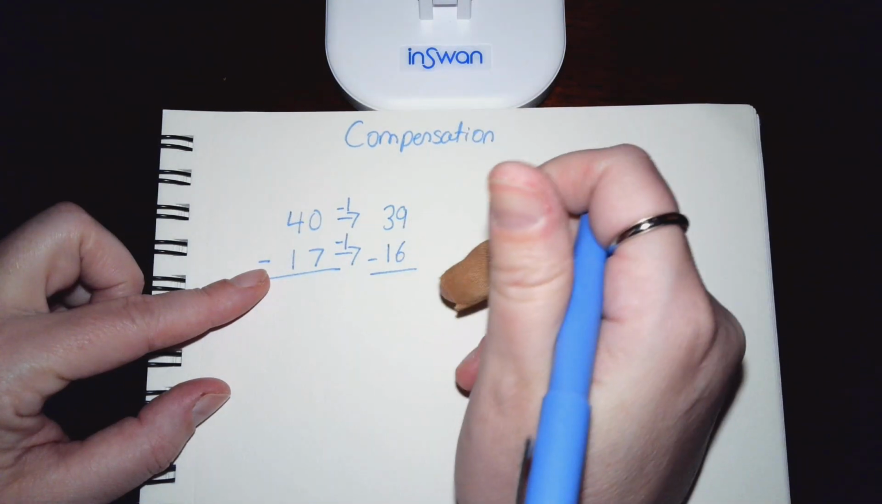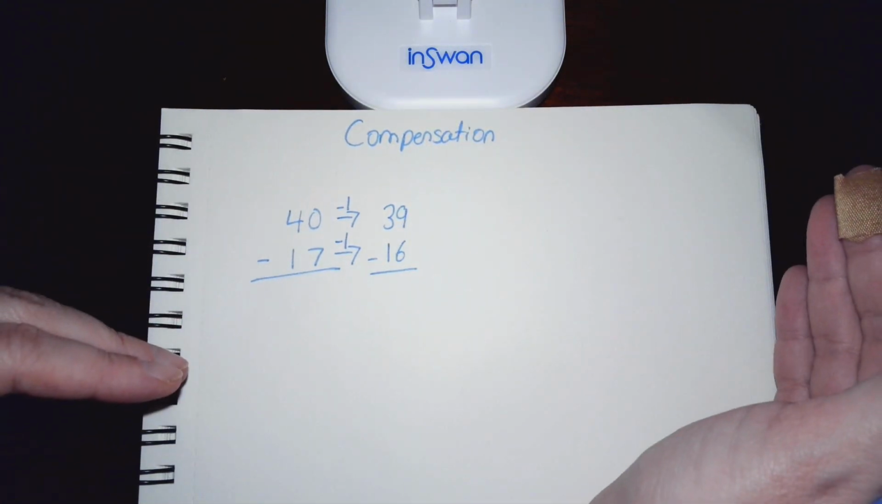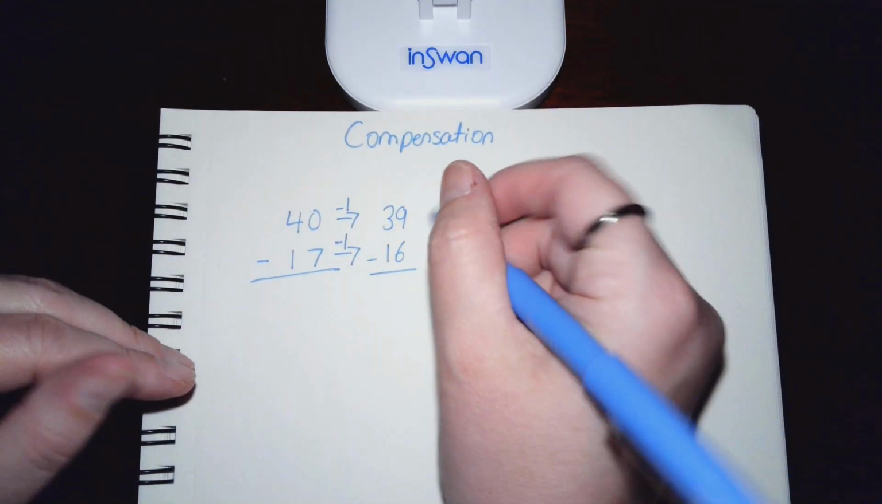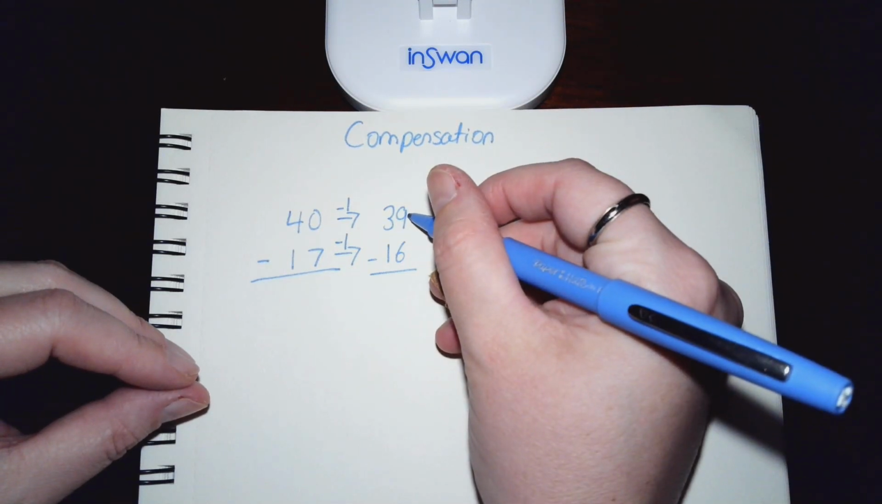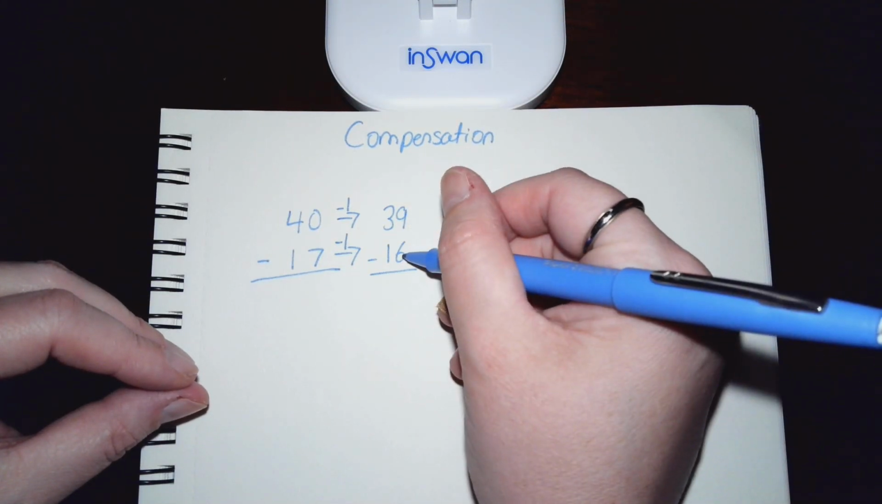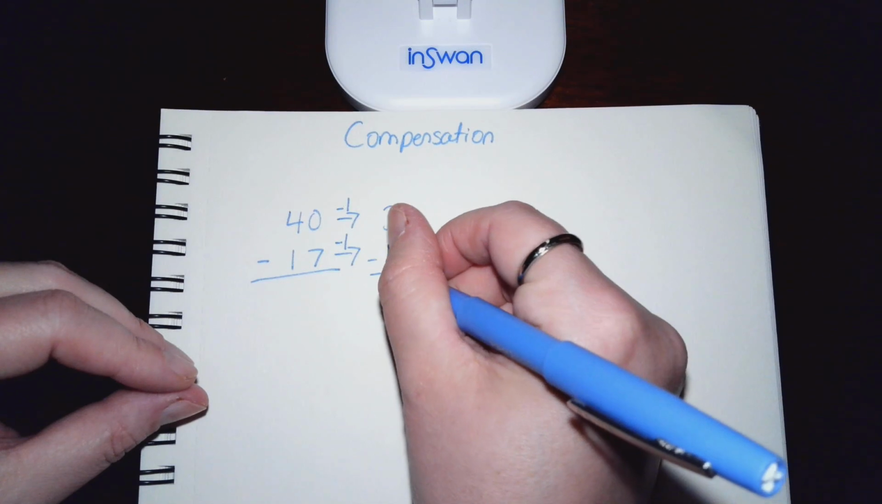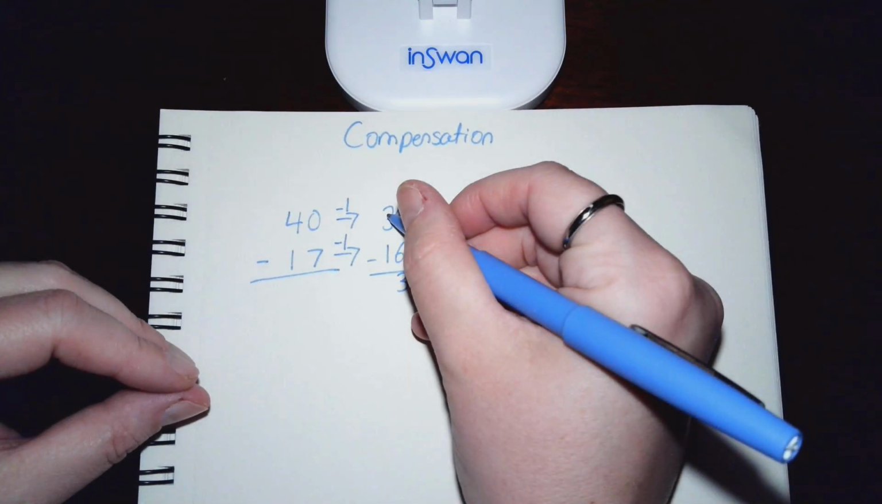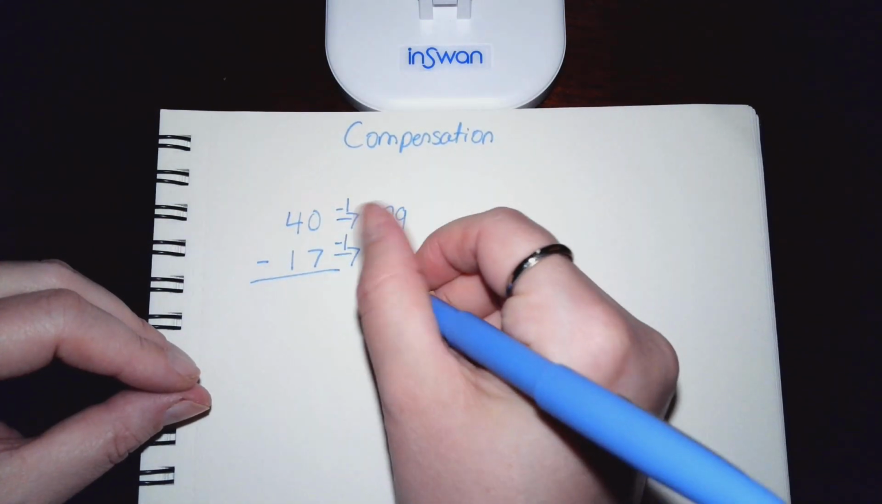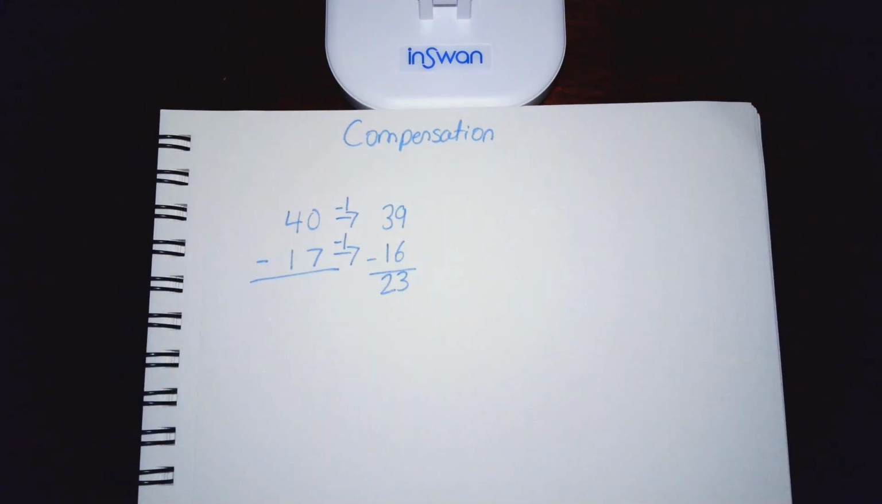Now I can subtract without having to worry about regrouping. So in my ones, I have 9 minus 6, which would give me 3. And then I have 3 tens minus 1 ten, which would give me 2 tens.